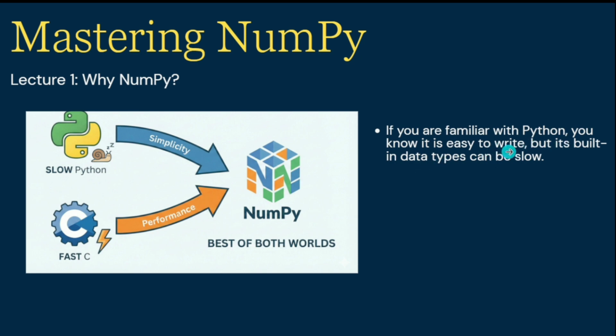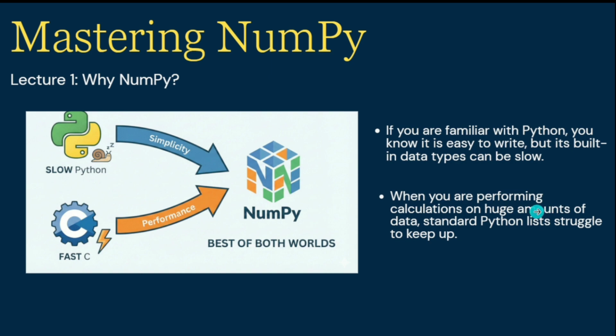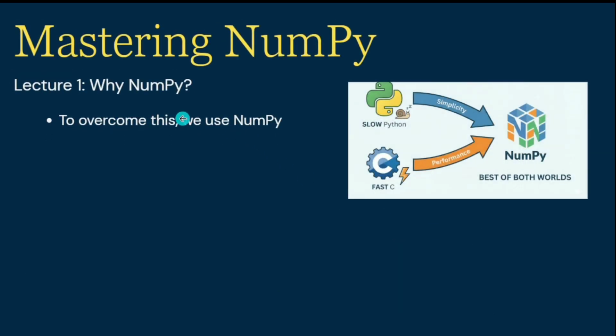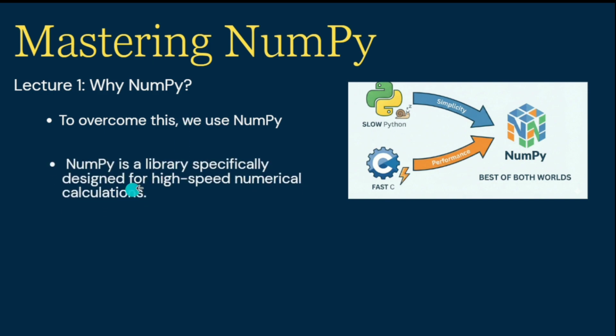If you are familiar with Python, you know it is easy to write, but the built-in data types like list are slow when you need to perform large numbers of calculations on a huge amount of data. This standard data type in Python struggles. So to overcome this problem, we have a library called NumPy, and this NumPy library is specially designed to perform high-speed numeric calculations. And because of NumPy, modern AI and machine learning using Python is possible.